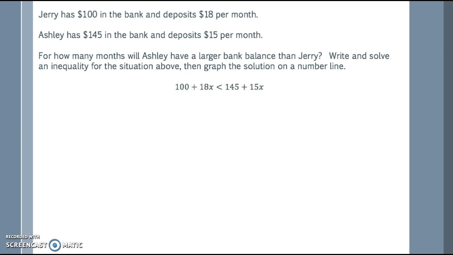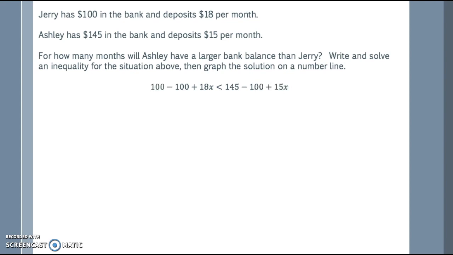On the left-hand side, I'm going to have what Jerry has in his account, $100 plus $18 per month. So I'm going to let x represent the amount of months. We want Ashley to have the bigger balance. So Jerry's value is less than Ashley's value, or Ashley is greater than Jerry's value. Ashley will be on the right-hand side with $145 plus $15 per month, where x is still representing the number of months. Let's just see what x is worth.